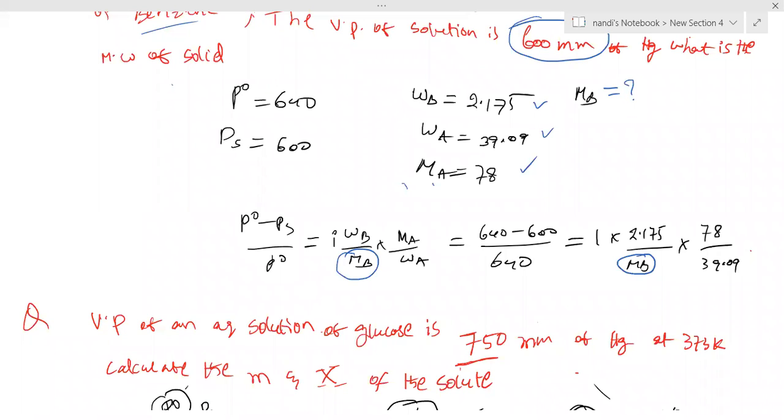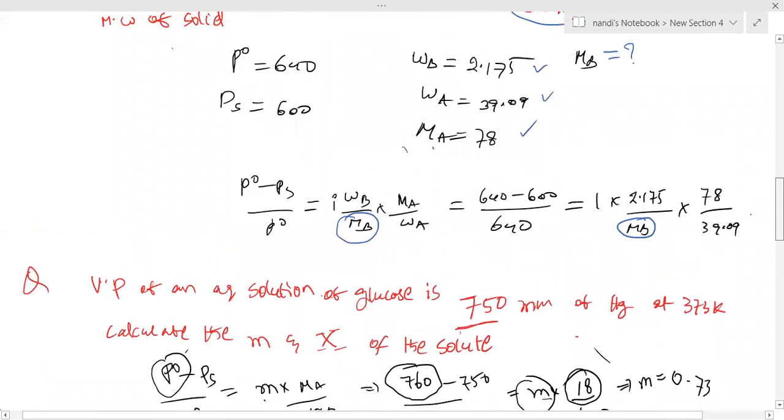The formulas relating molality and relative lowering of vapor pressure I have given already. Both are given, sir. Substitute in that formula and try to get the answer. It is a direct formula-based question. If P naught is not mentioned, what should you take? P naught is for water. Please note down that point.